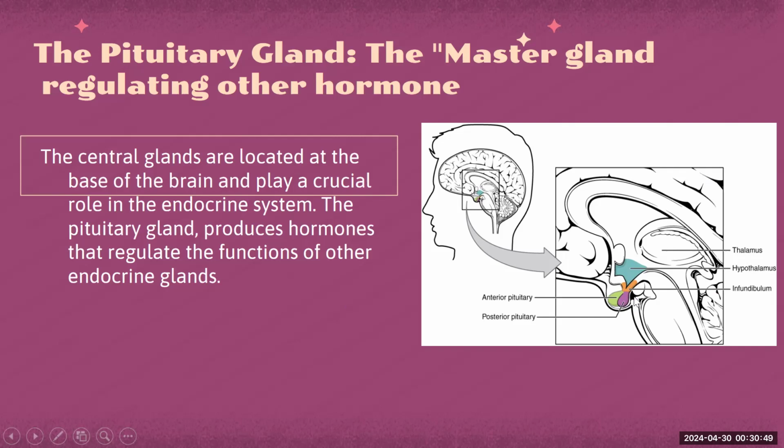As you see here, the pituitary gland has two lobes, the anterior and posterior lobe. The anterior lobe releases six hormones, and the posterior lobe produces two hormones, oxytocin and antidiuretic hormone.